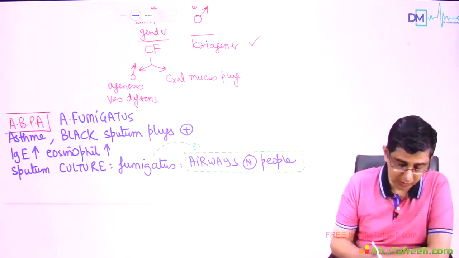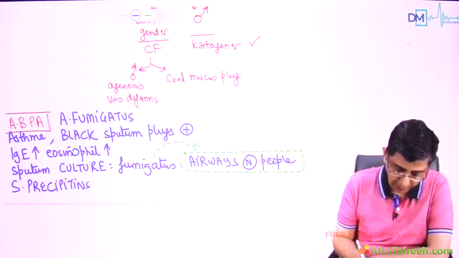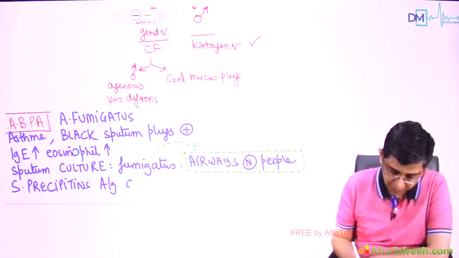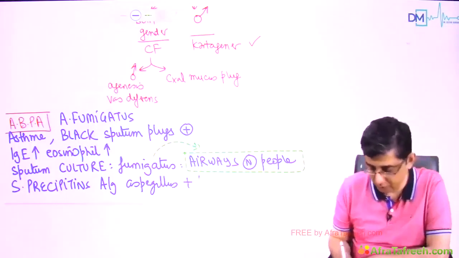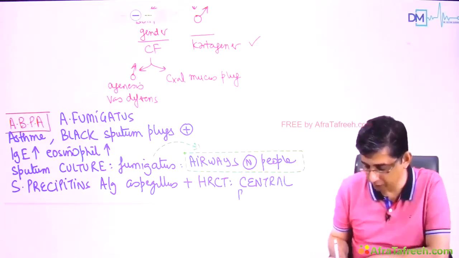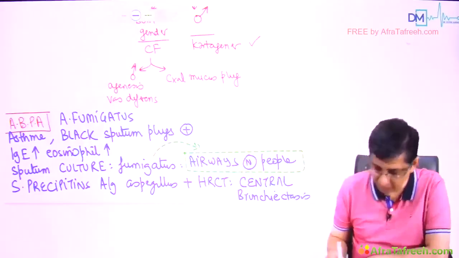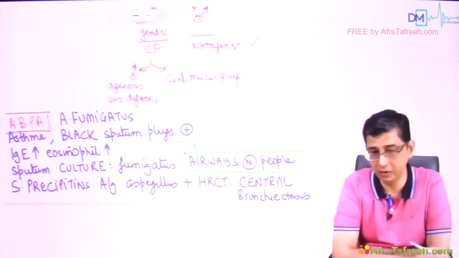So to diagnose this condition, which is a hypersensitivity, the test that we will do is called serum precipitins against the Aspergillus species. This in combination with a CT scan finding, which will show central bronchiectasis, that is mainly the middle of the lung is involved. The dilated airways are mainly the middle part of the lung, is the main clinching point for the diagnosis of this condition.